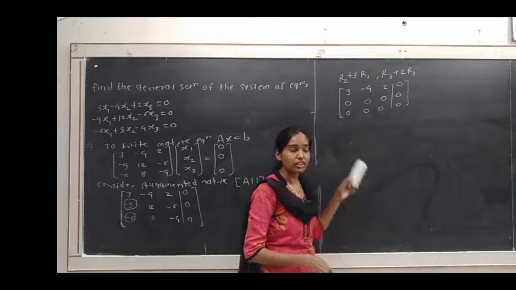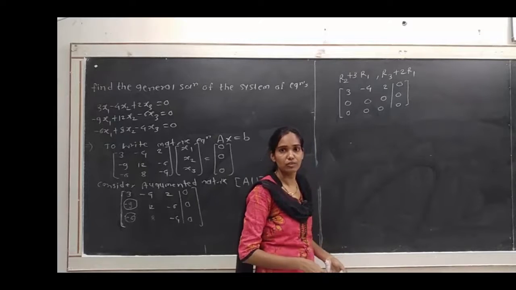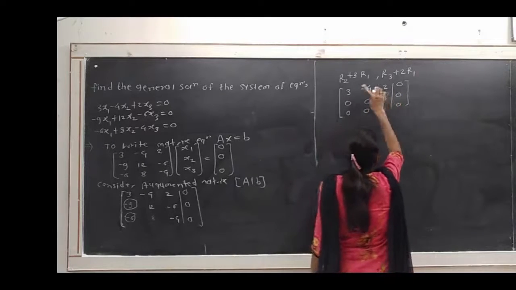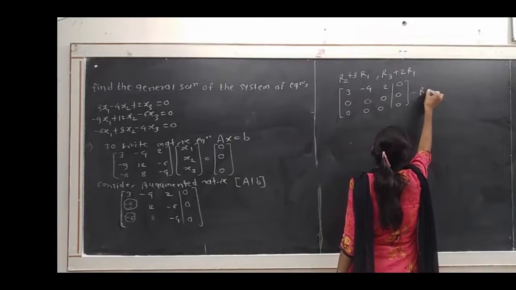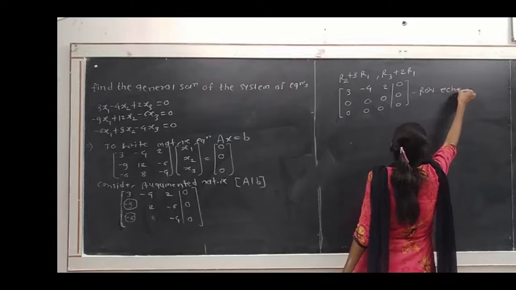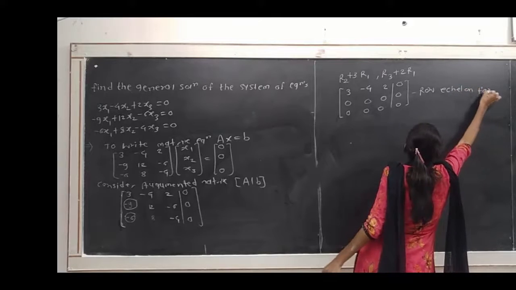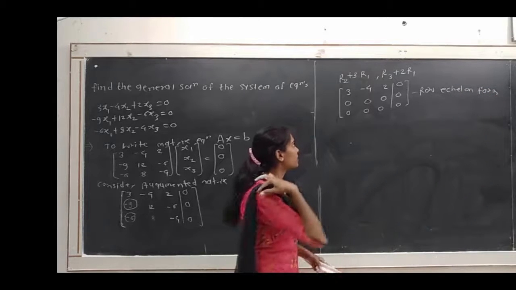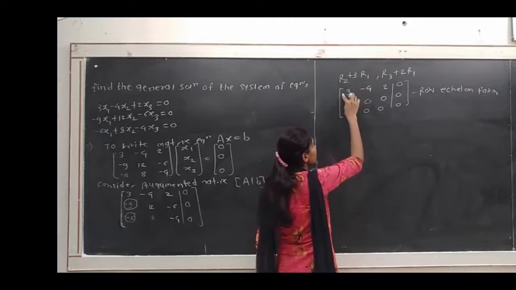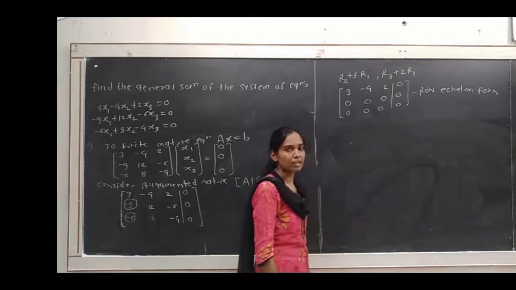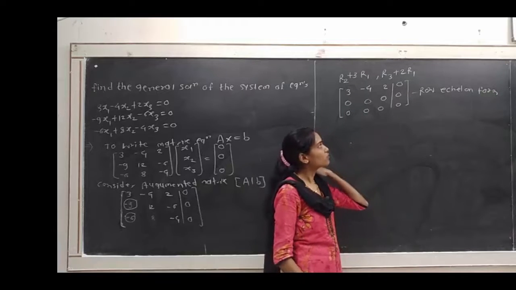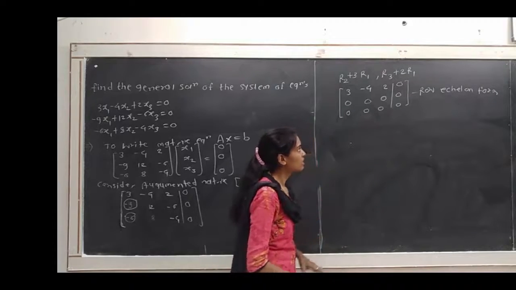So here the second and third rows are totally 0, and only one row is non-zero. So this is the row echelon form. If we want to convert this into reduced row echelon form, we only have to make this 3 a 1 using a row operation. But here we keep this form as it is, and using that form we rewrite the system.